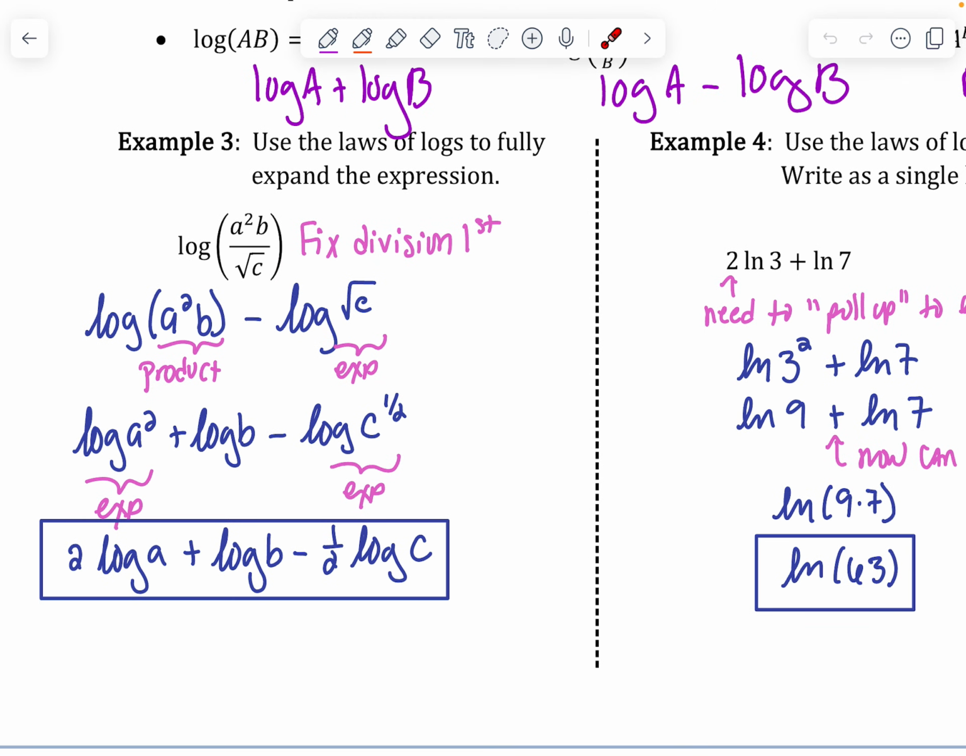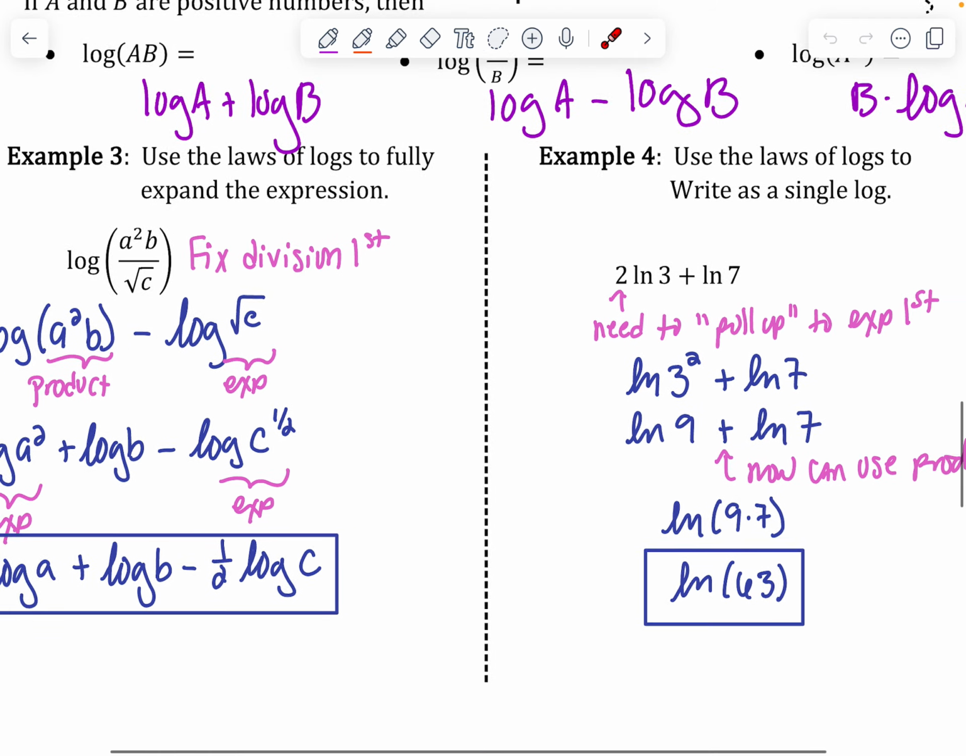I can continue to expand from here. A squared times b is a product. I cannot pull the 2 out yet. It would only be if the 2 was outside of the product. So I can break the product into 2 logs of each term of the product. And in the case of square root of c, I can rewrite that as an exponent and then pull that exponent out front. And lastly, I can go ahead and pull that 2 out front.